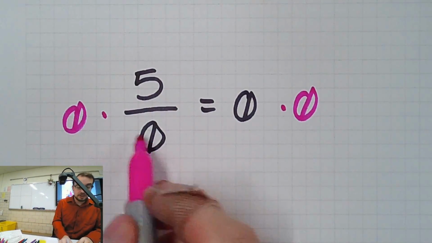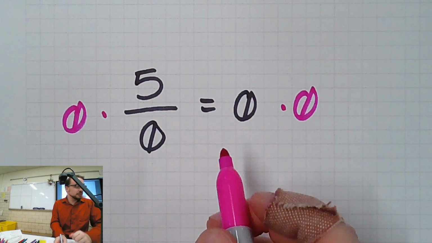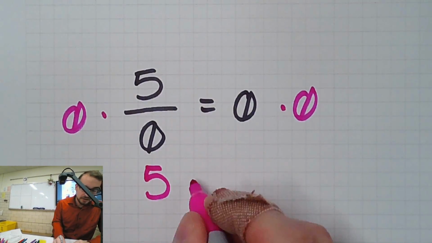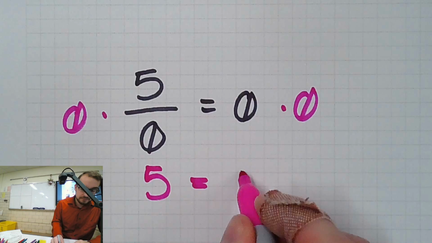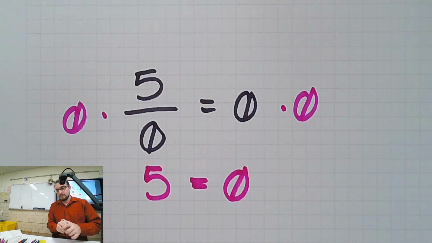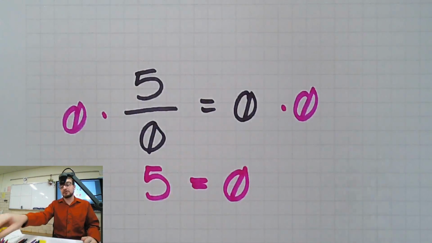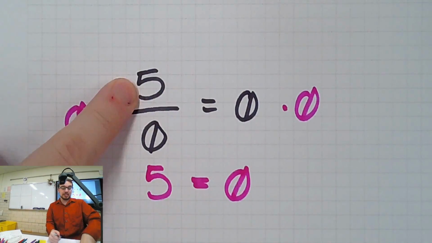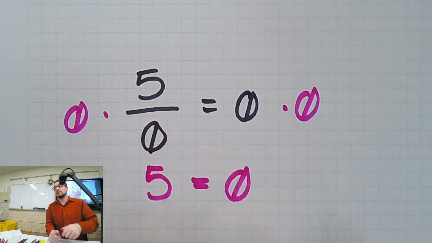We get 0 and 0 cancel because by definition we divide by 0 times by 0 are reciprocals, right? So we get 5 equals, what's 0 times 0? So we get 5 equals 0. This breaks math because 5 does not equal 0. In fact, you can make any number equal any number because you can choose any number to put on top of here and have any number equal 0.